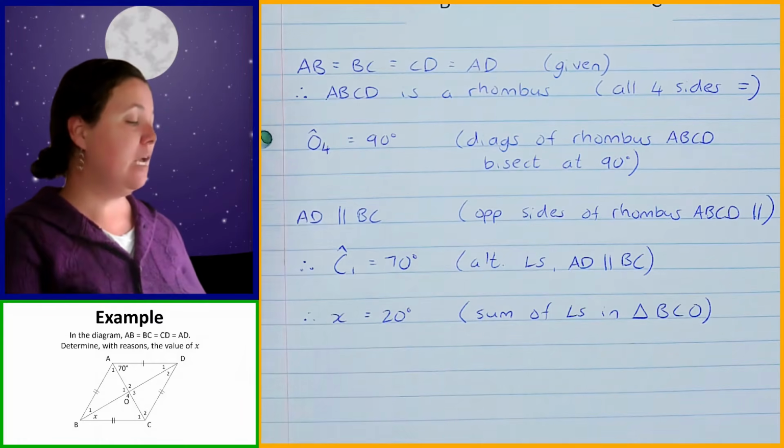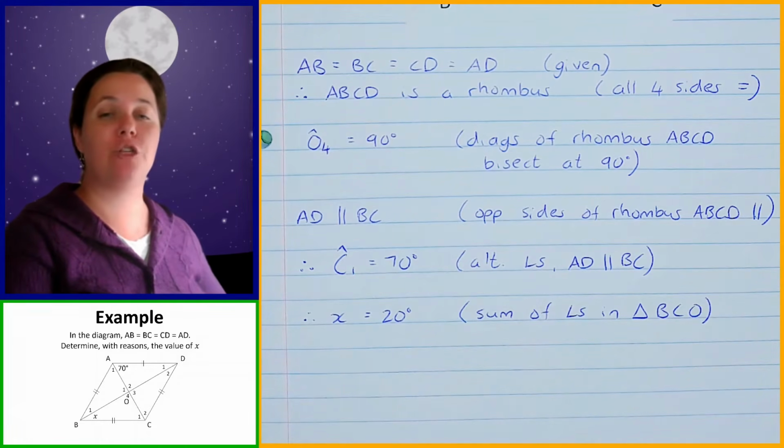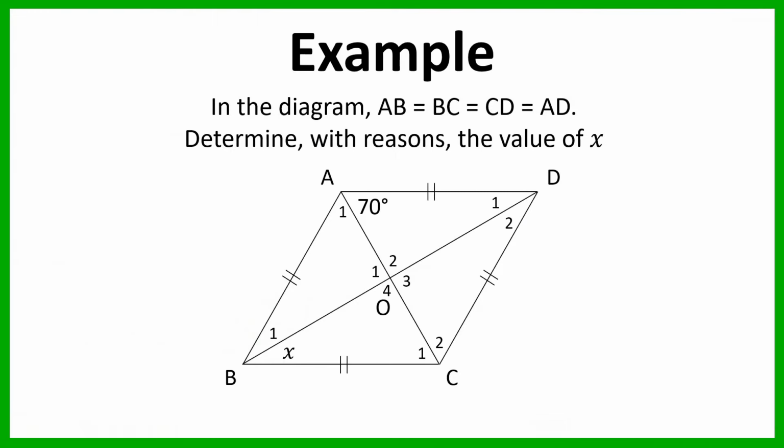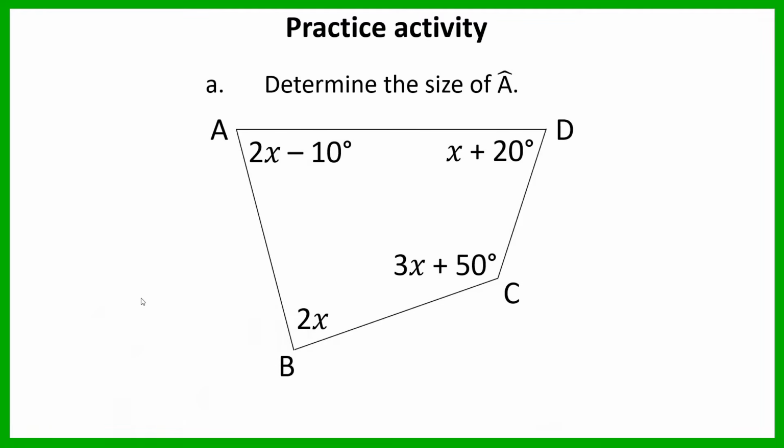Okay, so now I'm going to give you a few that you're going to do for yourself. In this first one, you have been given a quadrilateral and you need to work out the size of angle A. Now for this particular one, it's a little bit different. You do not need to identify a type of quadrilateral here, because you're going to be using a property that is true for all quadrilaterals for this particular question. I'm going to give you 2 minutes to work on this example.